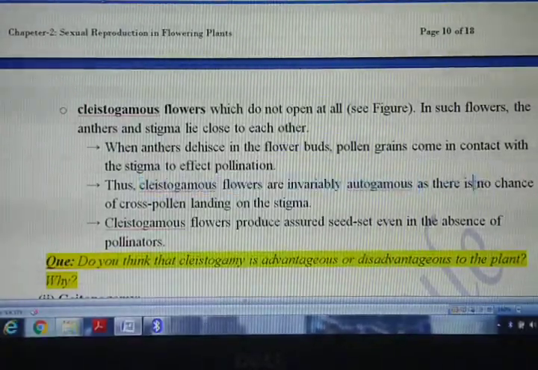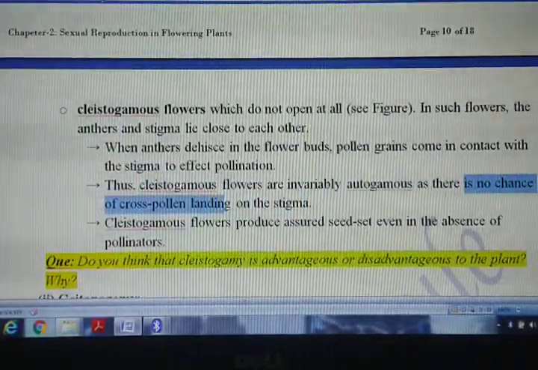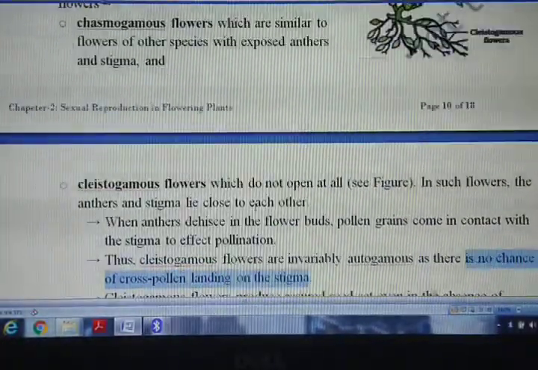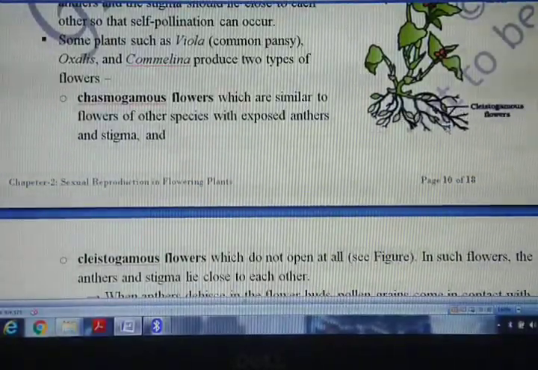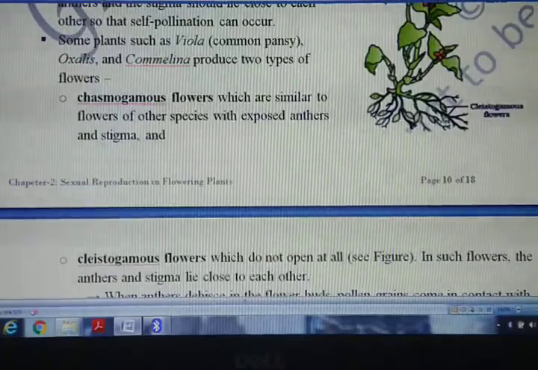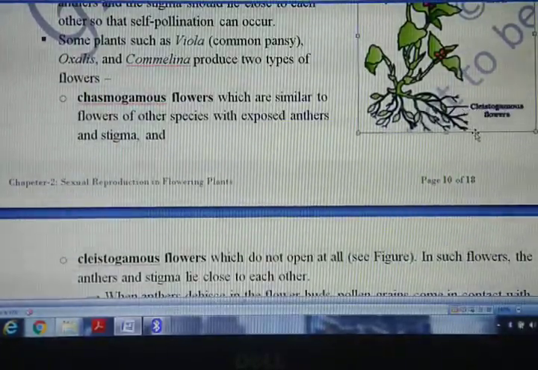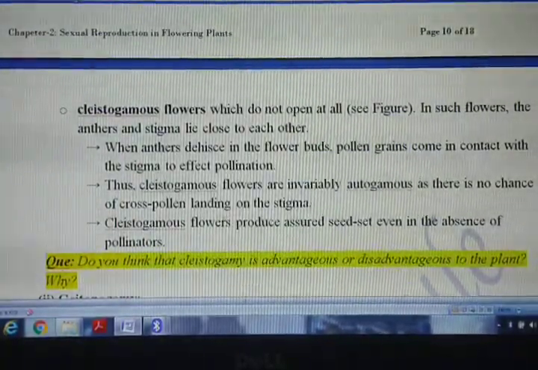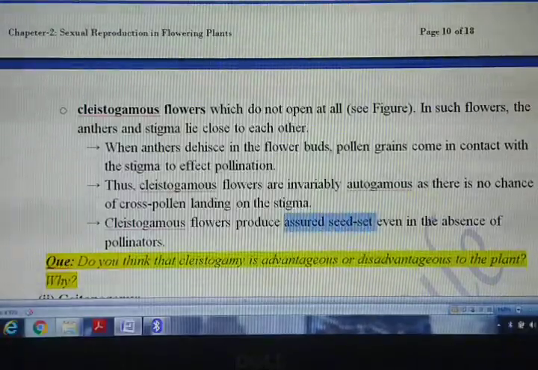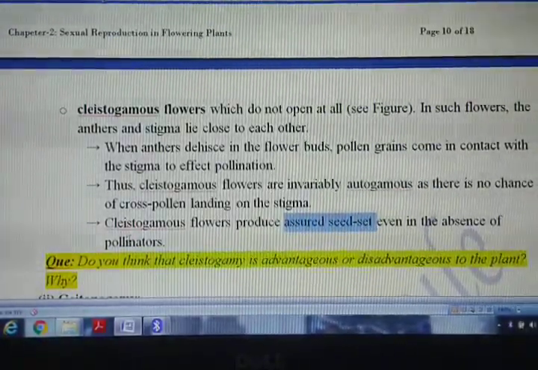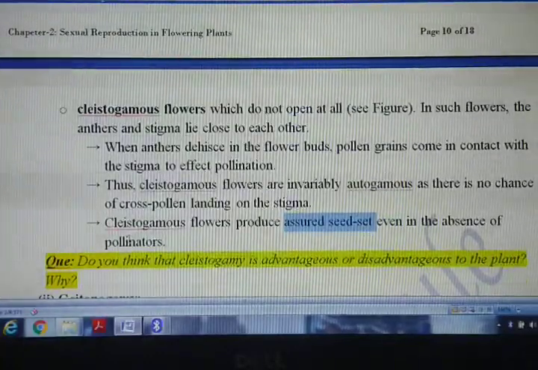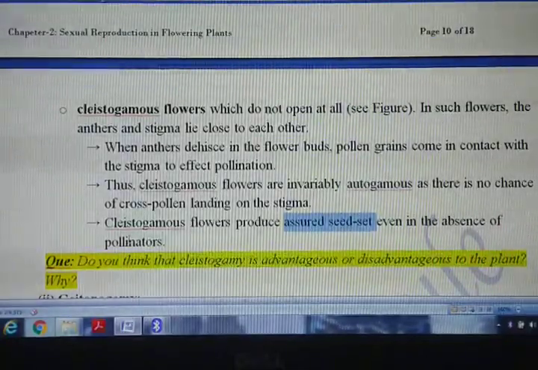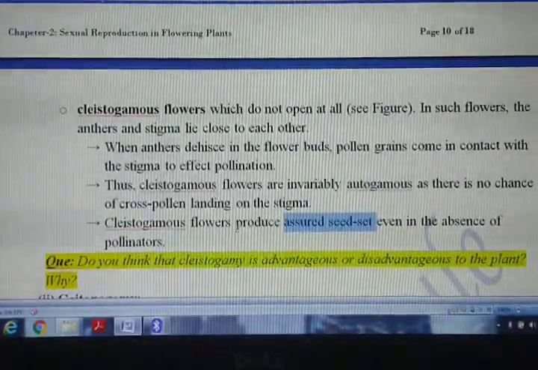Why? Because there is no other chance of cross pollen landing, because pollen of another flower cannot come or go to another flower in this condition. And that is why the flowers over here have been termed cleistogamous flowers. That means the cleistogamous flowers assure seed set even in the absence of pollinator. Another agent is not required here. External agents, whether any insect, water or wind, any agent is not required here for pollination purpose.